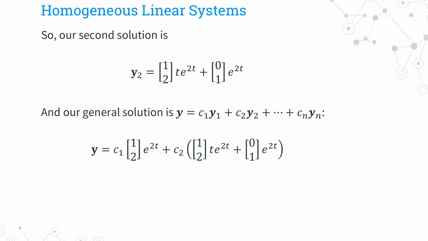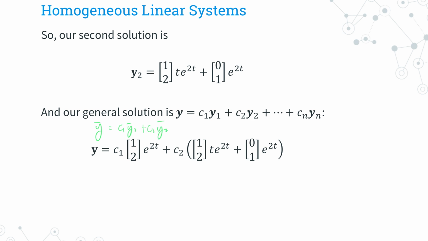And that's what we have here on this next page. We can see that our second solution is the vector 1, 2 times t e to the 2t plus the vector 0, 1 e to the 2t. So our general solution is c1 y1 plus c2 y2 plus c3 y3, etc., right? Here we have a c1 y1 plus a c2 y2, so we're looking for y being c1 y1 plus c2 y2.